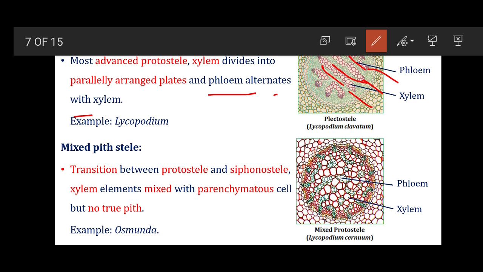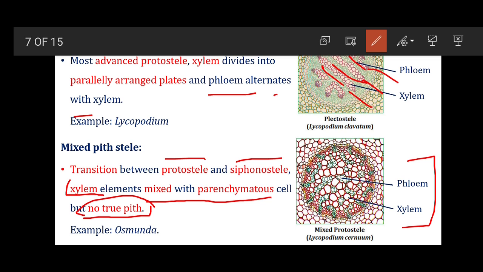The last is the mixed pith stele, the transition between protostele and siphonostele. Here, xylem elements are mixed with parenchymatous cells, but these parenchymatous cells are not pith elements. There is no true pith.